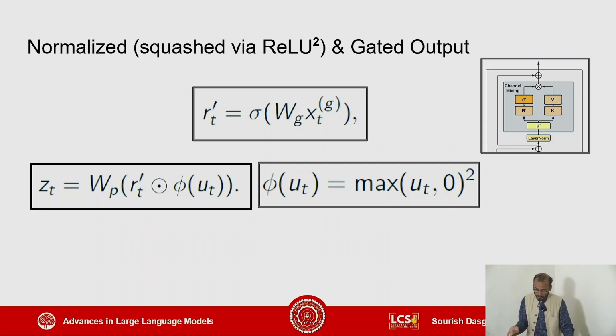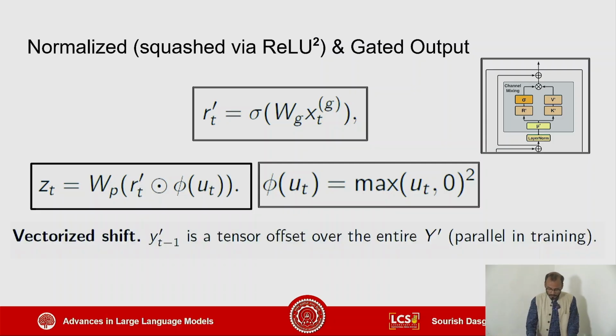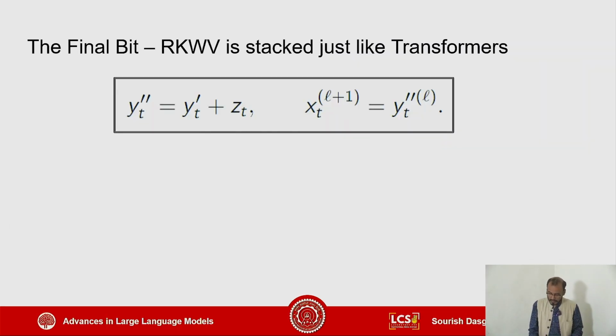So max of UT and 0 whole squared, and then you apply the gate on top of it. You don't let it go just like that. In transformer, you would have let it go just like that. You don't do it over here. You apply another gate on top of it, and then you create your final ZT. This ZT, this is again parallel in the same way.